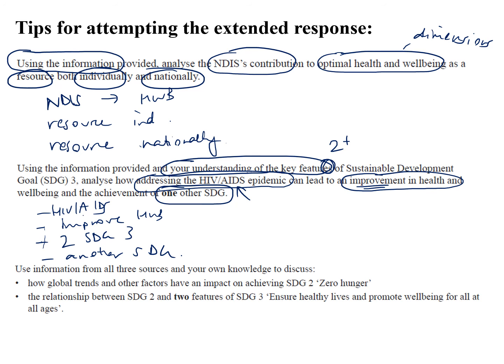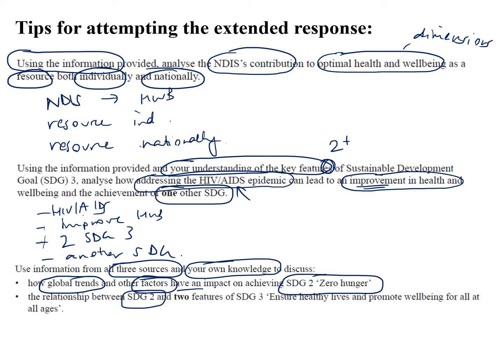And the final question, which I kind of broke down already, but using information from all 3 sources and your own knowledge, global trends I need to talk about. So the stimulus there did specifically relate to both conflict and also to global distribution and marketing. Other factors, there's definitely talk about food security, there's talk about poverty. I need to link those to SDG 2. Then I need to link SDG 2 to 2 features of SDG 3. Okay, so lots of different things you can do there.